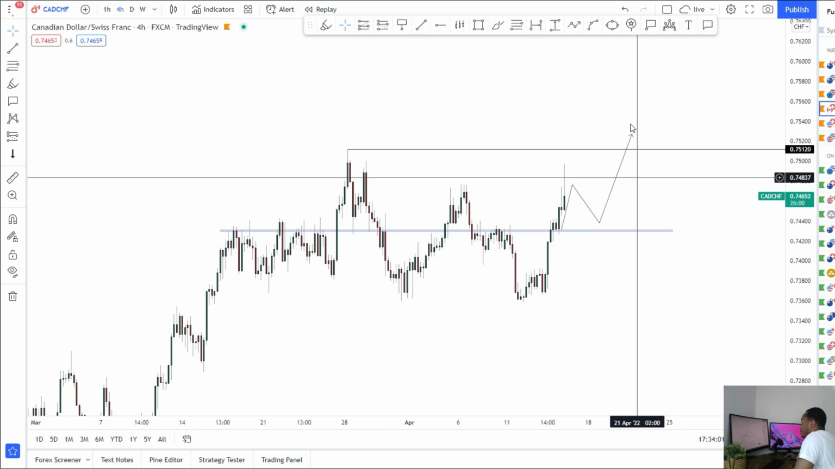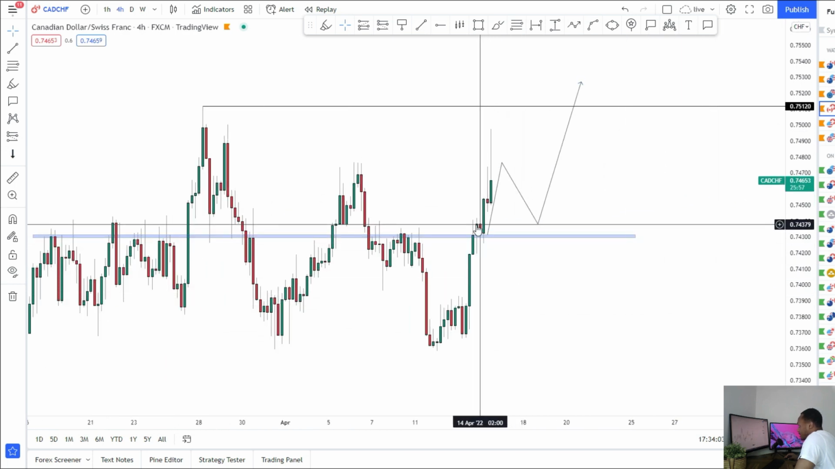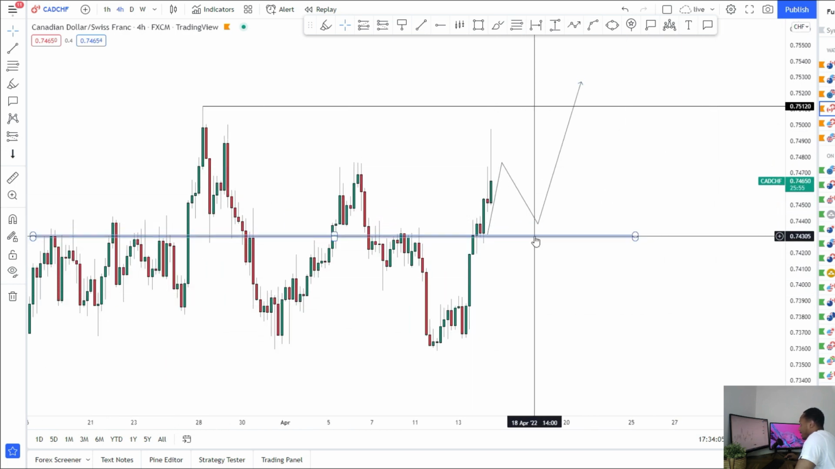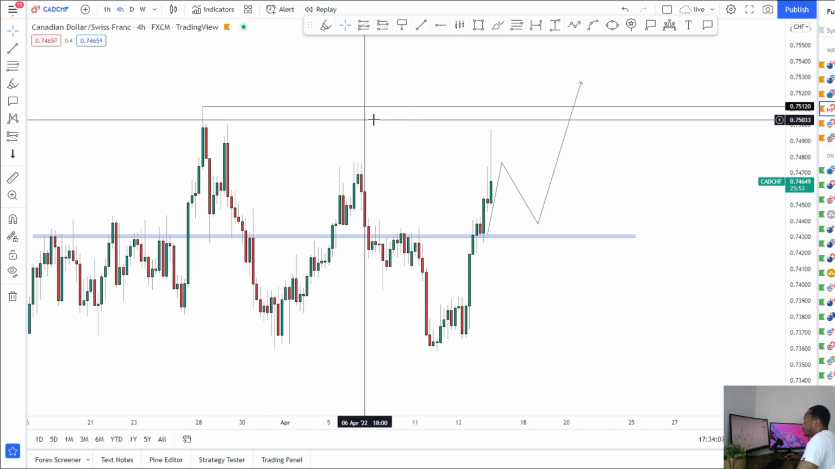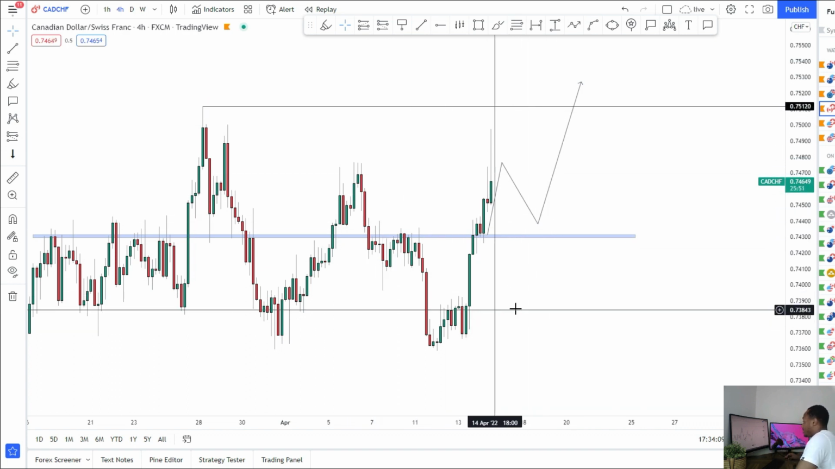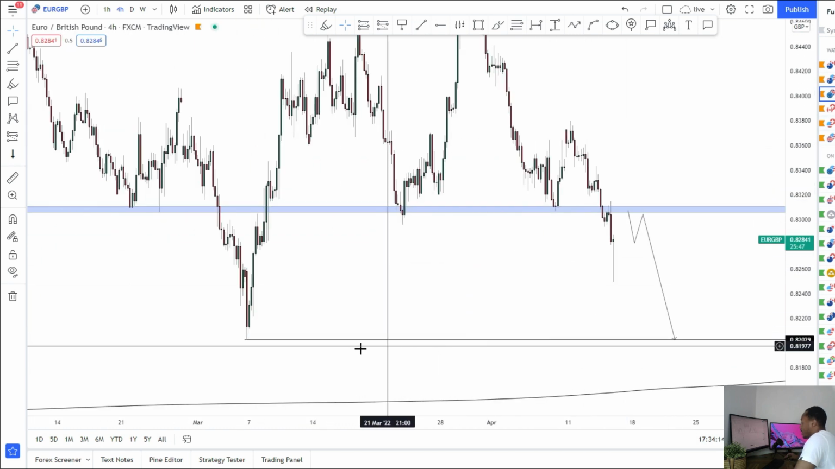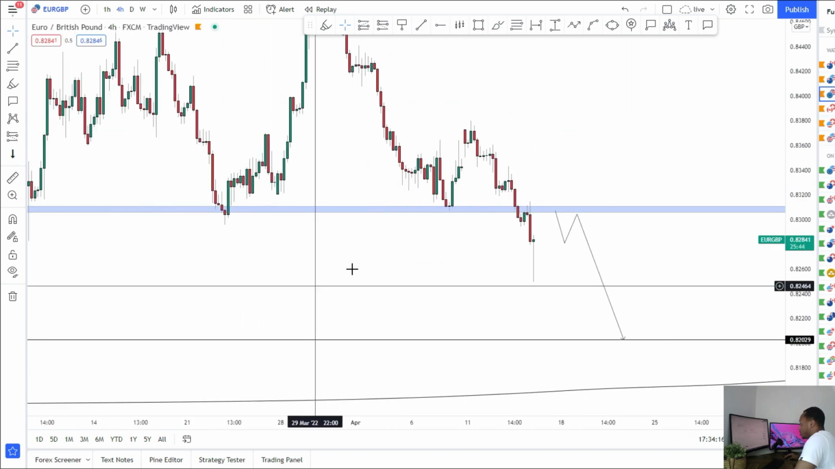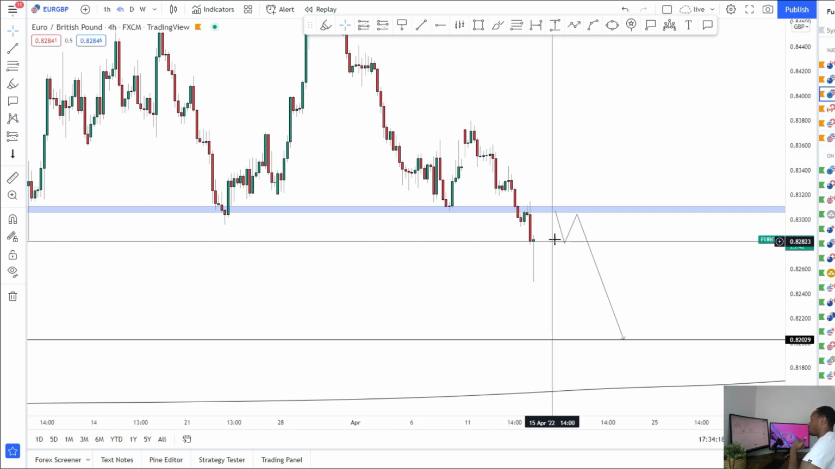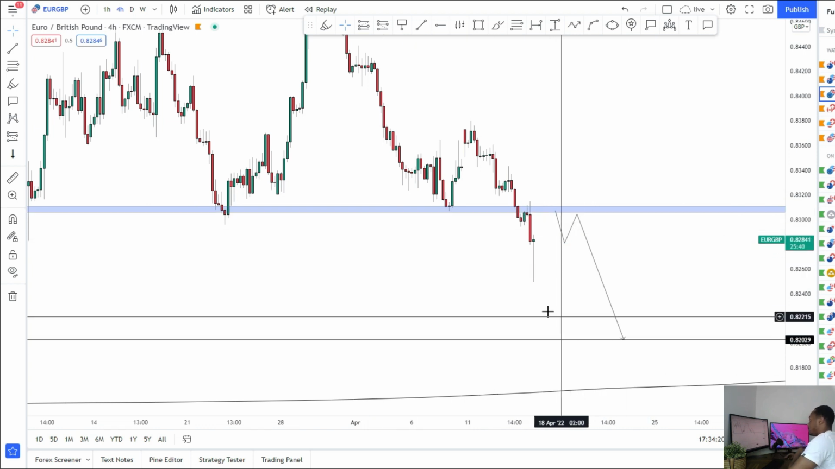CAD CHF, looking at price continue to the upside. Had a slight retest there, but I'm looking for price to come back, have that bigger retest and then move back to highs. But CAD CHF moving as expected, and also Euro Pound moving as expected as well. Looking for a push all the way back down to these lows. We've had the break of the daily support, waiting for one more retest, and again a move to the downside.